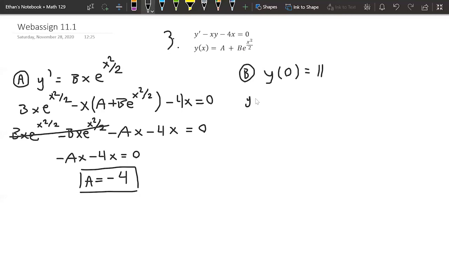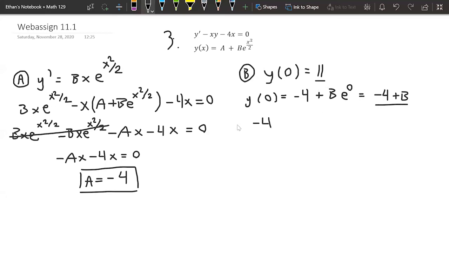We also know that y of 0 is equal to, just writing a as -4 now since we've solved for it in the last part of the question, plus b times e to the power of 0, since x is equal to 0, which is just going to be equal to -4 plus b, since any number to the power of 0 is just 1, right? So now we can set these two equal to each other.